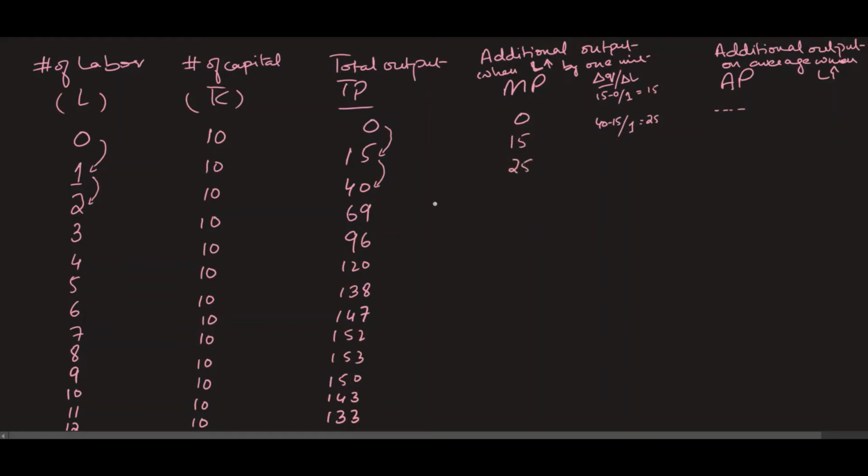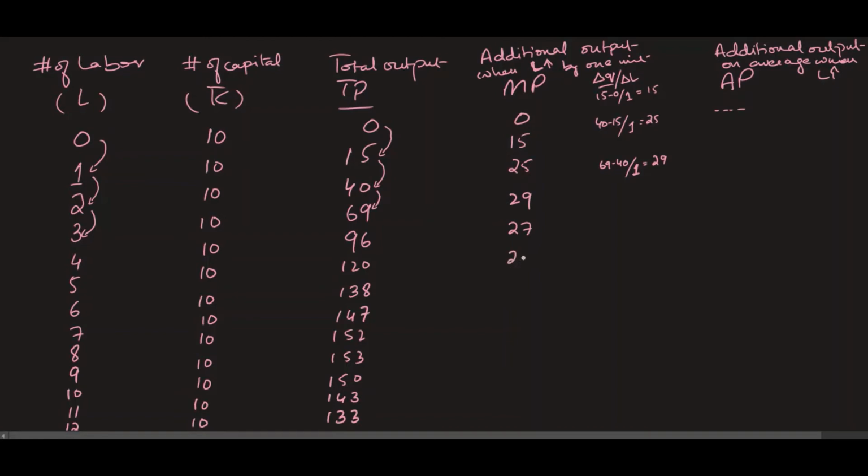ठीक है. अच्छा जी, एक और मैं आपको करके दिखा देता हूँ कि when the total output has increased from 40 to 69, the total change in output is 69 minus 40, and again we have increased only 1 unit of labor. The change in labor is 1. So 69 minus 40 is 29, so here we will write 29.